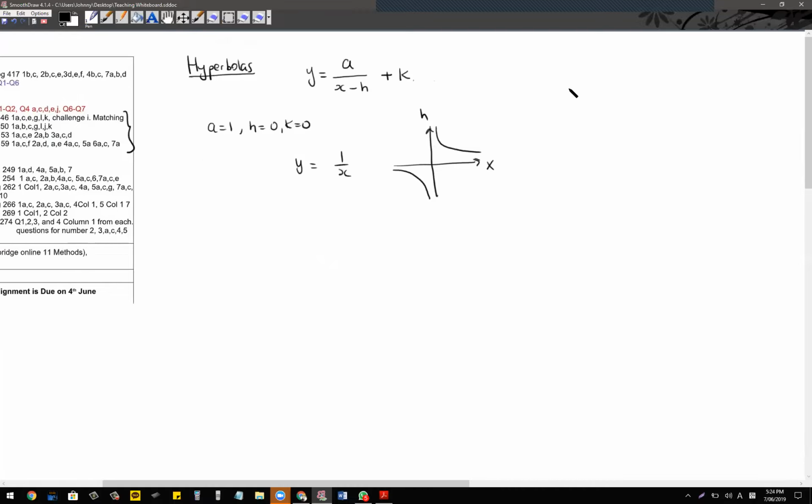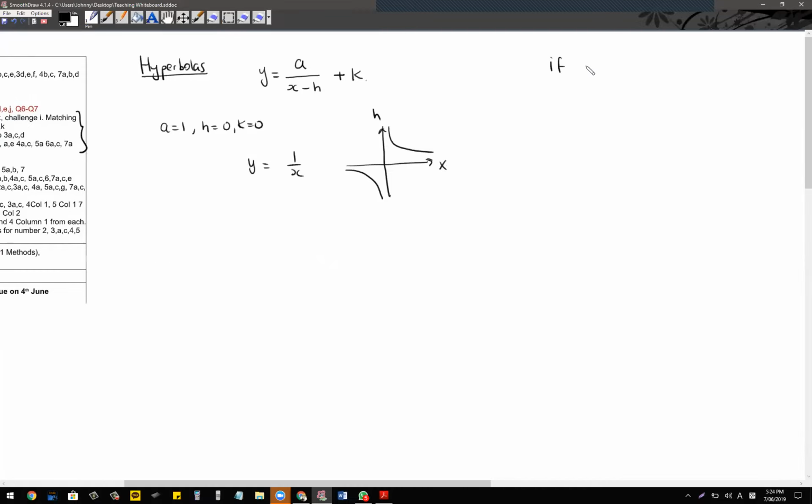Now, one thing that I need to tell you is if a is positive, then you're going to end up getting this part and this part. If a is negative, then you will end up getting the graph in the second quadrant and the fourth quadrant. And of course, this part will be the asymptote. That's the asymptote. That's the asymptote here. And that's the asymptote here.